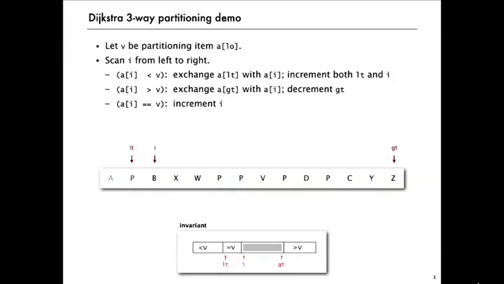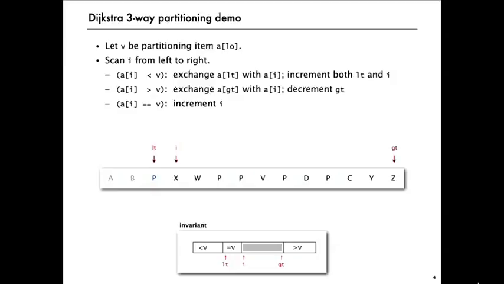That's less than the partitioning element. So we exchange it with LT and increment them both. So we're moving the smaller ones than the partitioning element to the left of LT and keeping LT pointing on the partitioning element. Now what about when we get one that's greater than the partitioning element?